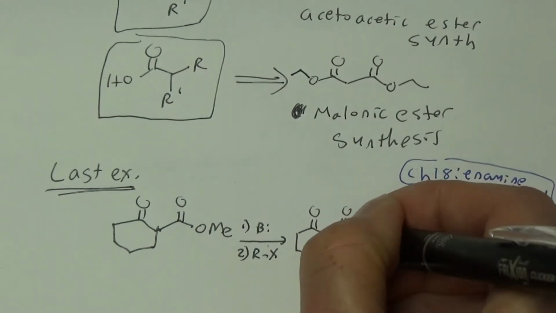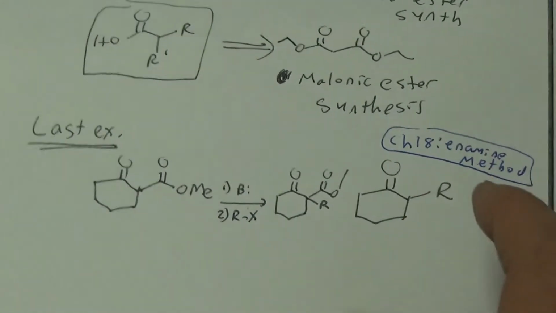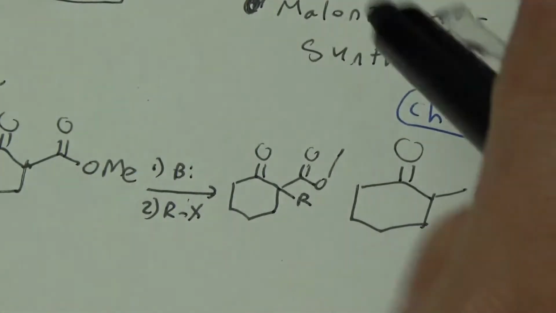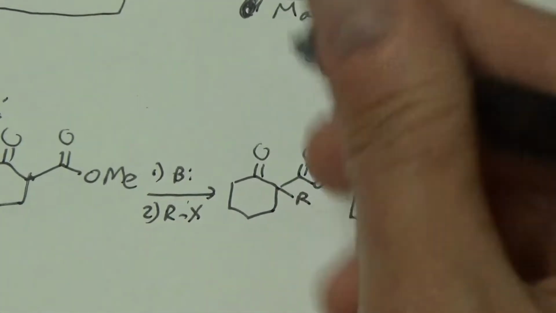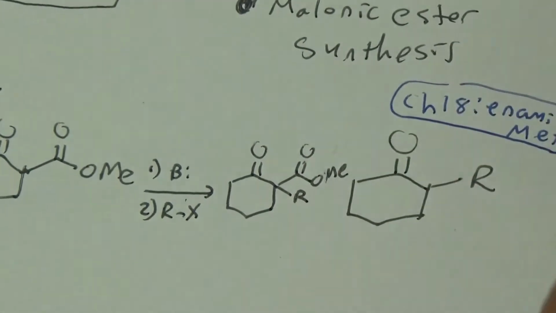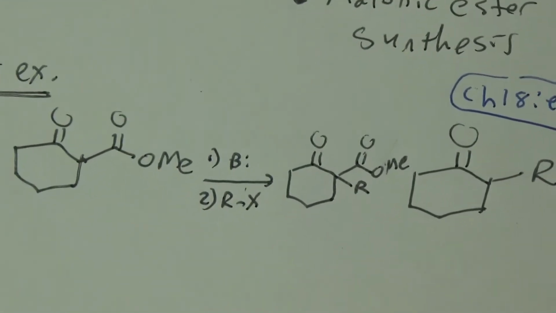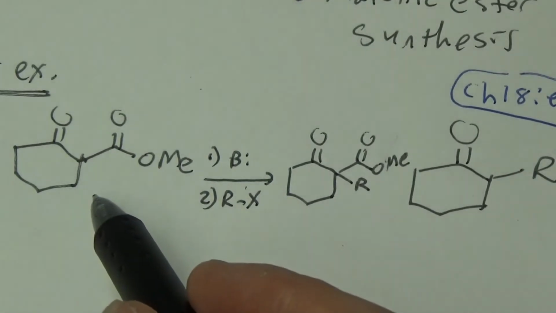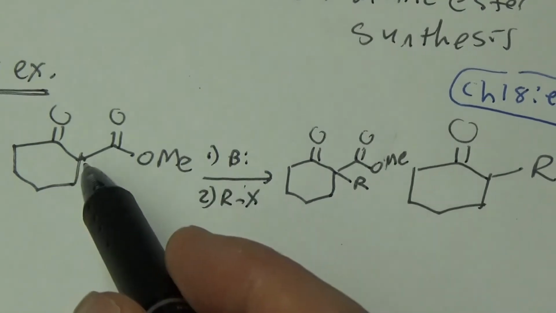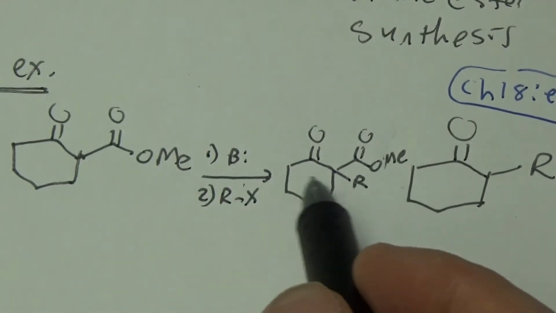I'll put the R down here. Okay, running out of space a little bit. Methyl, there we go. Alright, so you see what happened? Beta keto ester, base takes the proton, attach an R group. Alright, that was very easy.